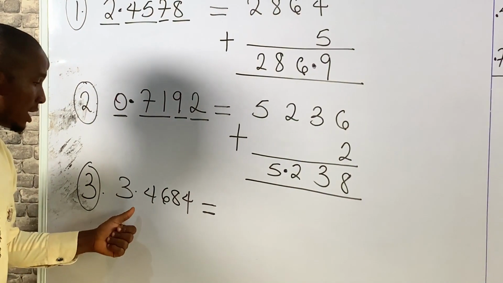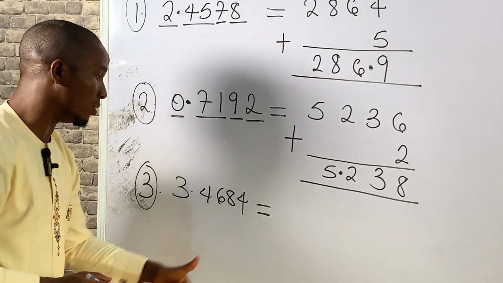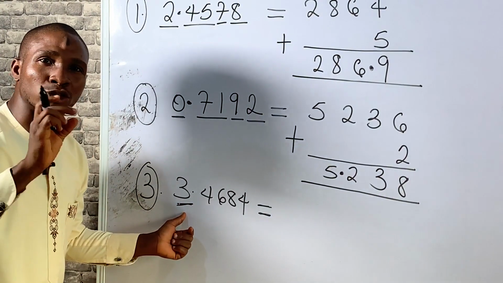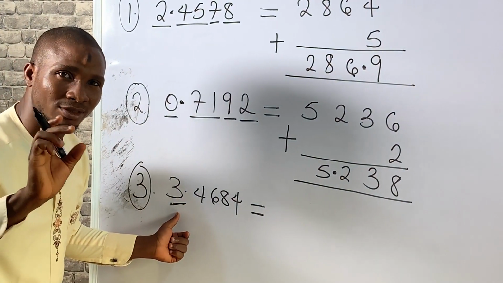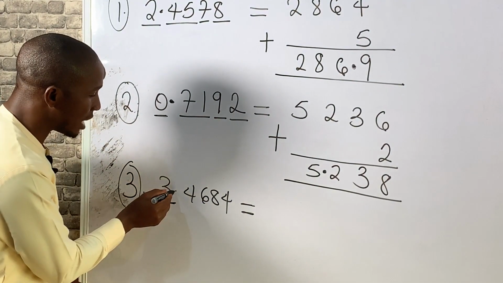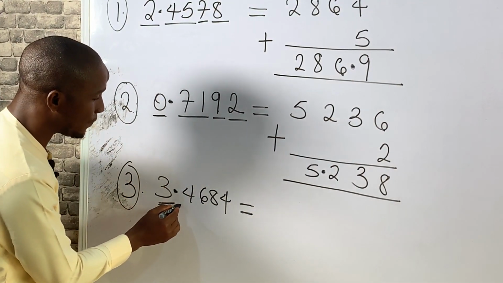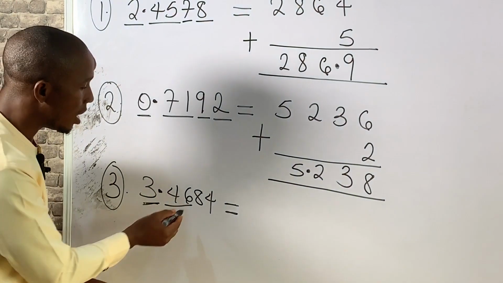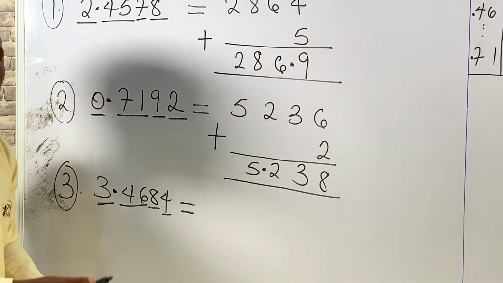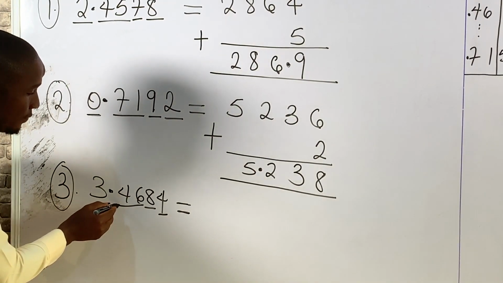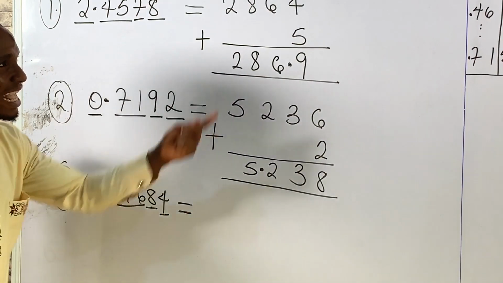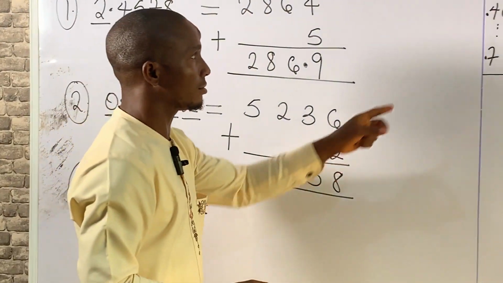Still on antilogarithms, let's find the antilog of this number. Question 3, 3.4684. This first number indicates the position of your decimal point. So we'll leave this. In the antilog table, you check 0.46 under 8, difference 4. So let's go to the table now and check.